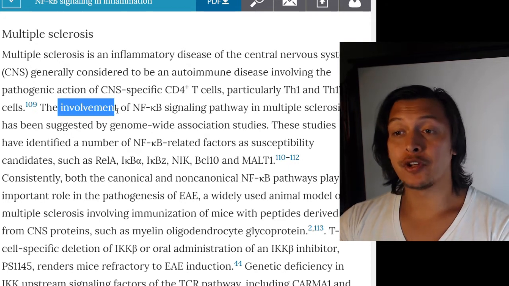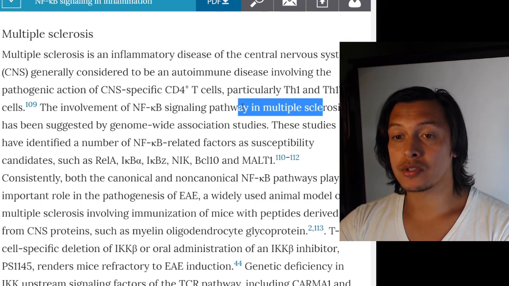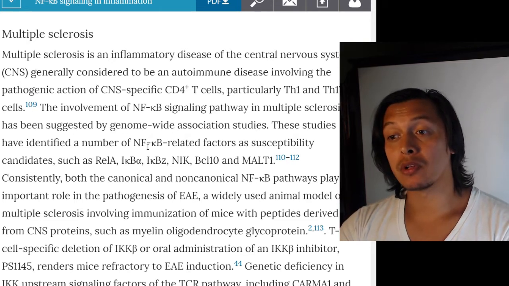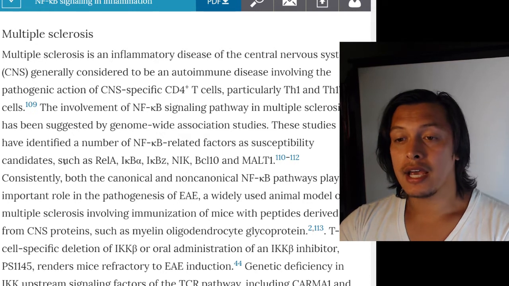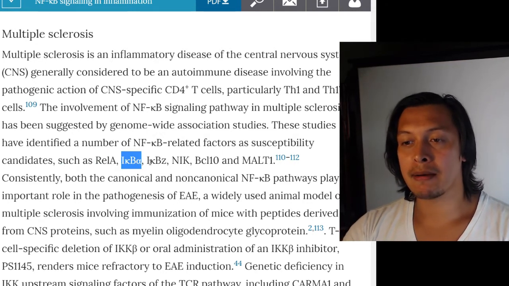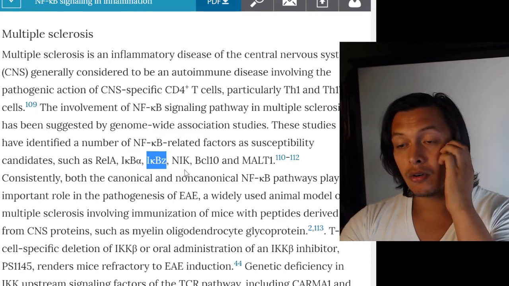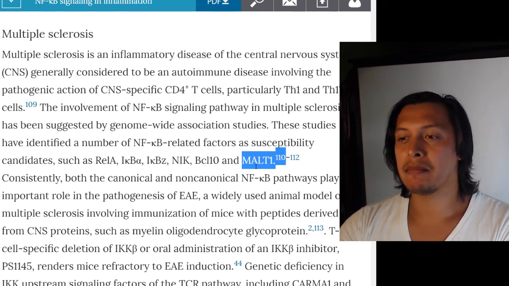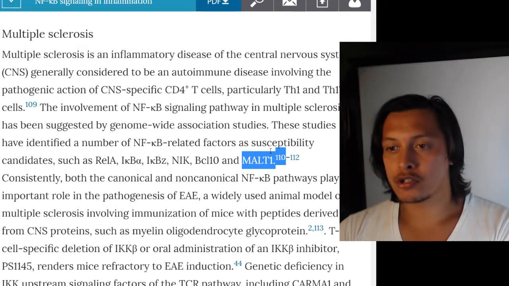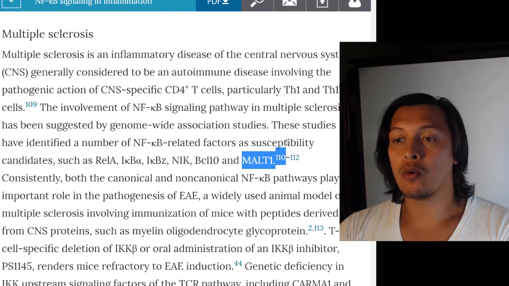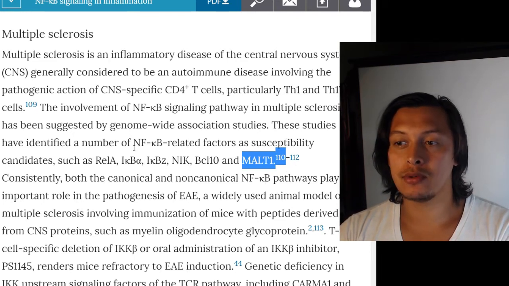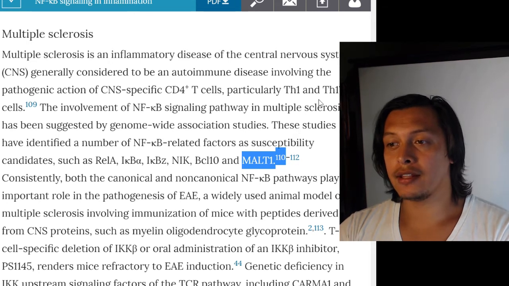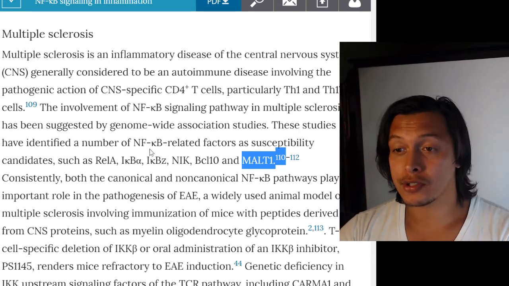The involvement of nuclear factor kappa B signaling pathway in multiple sclerosis has been suggested by genome-wide association studies. These studies have identified a number of nuclear factor kappa B related factors as susceptibility candidates. And these are REL-A, I kappa B alpha, I kappa B zeta, NIK, BCL10, and MALT1. So remember, these are all proteins that are associated with the proper regulation of nuclear factor kappa B. And so in people with multiple sclerosis, they seem to have found candidates associated with multiple sclerosis, and quite a few of them are associated with nuclear factor kappa B.